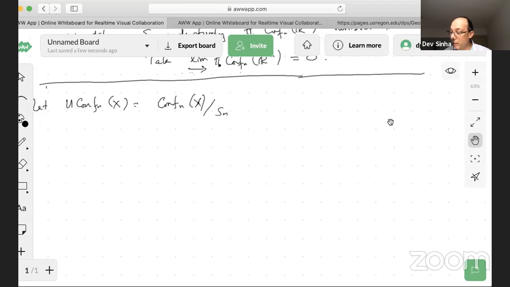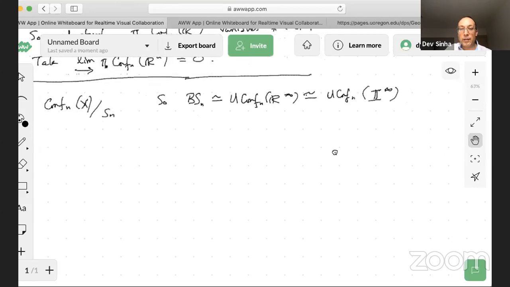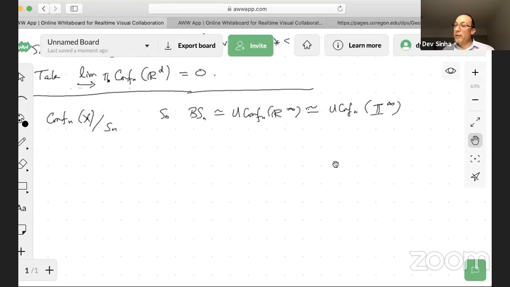And then one model for BS_n is UConf_n in R infinity, or I'm going to also use UConf_n of a box, an infinite dimensional box. It'll just be helpful to have bounded things, and we'll see in a moment. Okay.